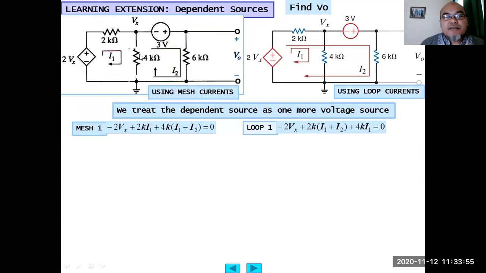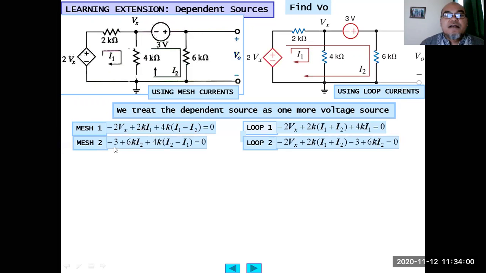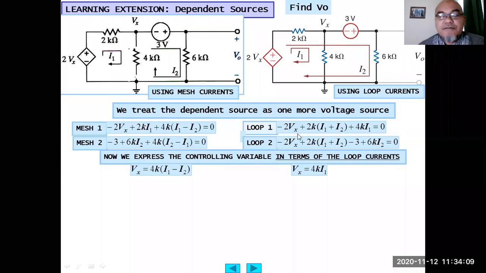So here, for example, with mesh 1, we obtain this equation. With loop 1, we obtain this equation. Then with mesh 2, this is the equation. With loop 2, this is the equation, from the outer loop. KVL, Kirchhoff voltage law. Then we express the controlling variable Vx in terms of the loop current. Here, Vx is the voltage across this 4 kilo ohm. In the first model, we express it as 4 kilo ohm times I1 minus I2. In this case, only I1 flows through the 4 kilo ohms. That's why Vx equals 4K multiplied by I1.